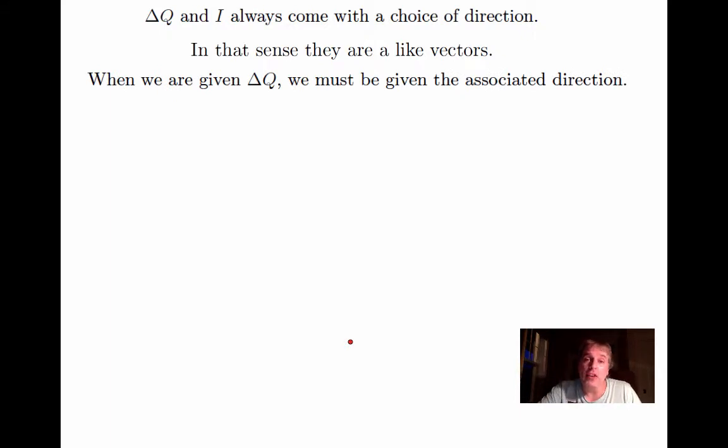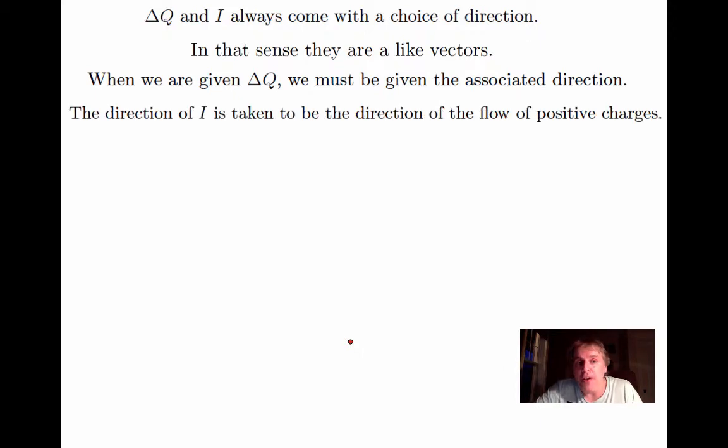So when we're given a delta Q, let's say in a question, we must also be given the direction that goes with delta Q. So when you're given a question and you're given the value of delta Q, you have to be told the direction. You cannot figure out by yourself what the direction of delta Q is. There's no formula or rule to figure out the direction of delta Q. Someone has to tell you, so it has to be stated in the question. Okay? So that's for the direction of delta Q, that's to be given to you. For the current, like we just said, the direction of the current is taken to be the direction of the flow of positive charges.